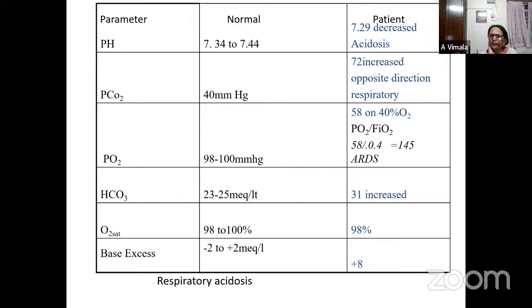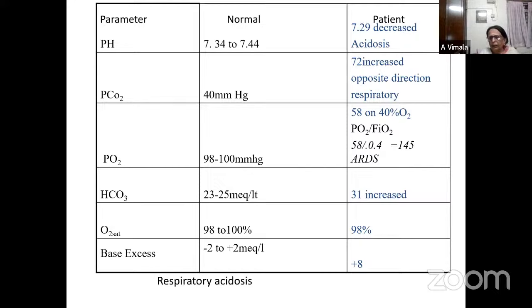Here the pH is low, PCO2 is increased to 72. So it is mainly a respiratory acidosis. What is his PO2? His PO2 was only 58 and that was on 40% oxygen. We said whenever we read the PO2, it should be read in conjunction with the FiO2.